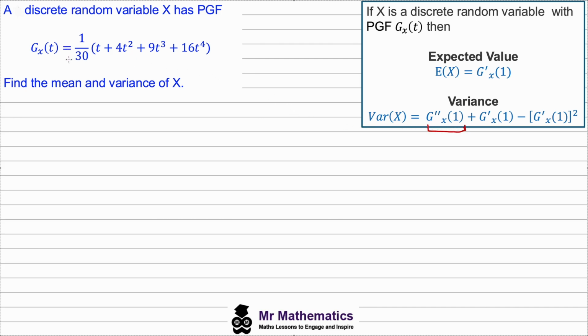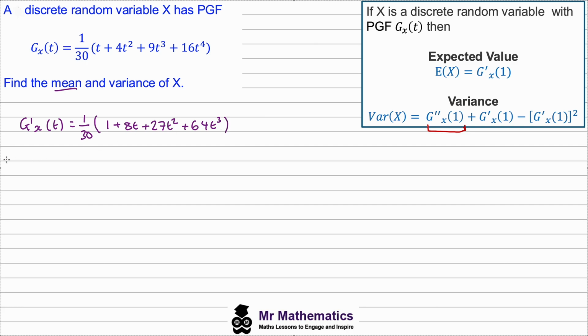Okay, so for this question, we've got our generating function of x in terms of t, and to find the mean, we need to find the first derivative of this function when we differentiate with respect to t. So we'll have 1 over 30. We'll differentiate with t, we'll get 1. Then we'll get 8t. We'll get 27t squared. And then we'll get 64t cubed.